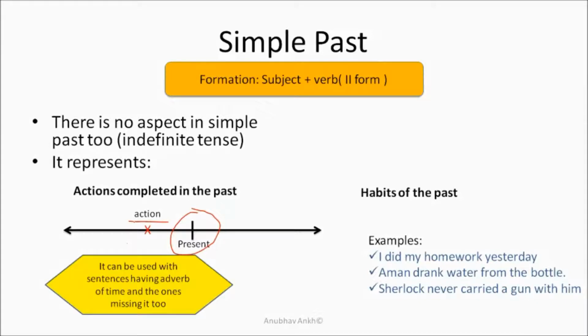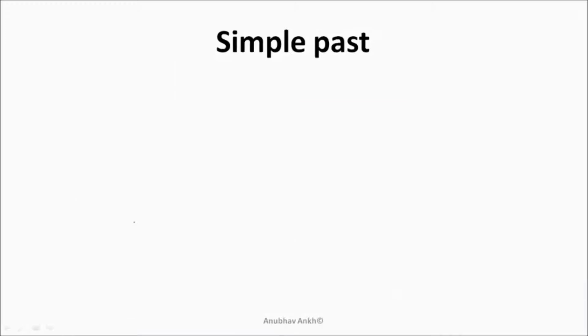There is a note that says it can be used with sentences having an adverb of time and the ones missing it too. So it does not matter if we have an adverb of time or not, but we use simple past if the action was completed in the past. Clear? I did my homework would also be fine. What are the other things we need to know about simple past?